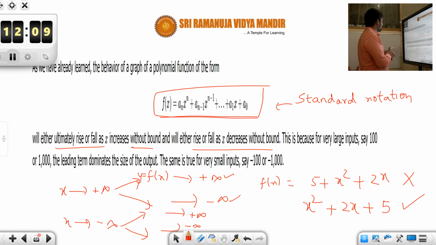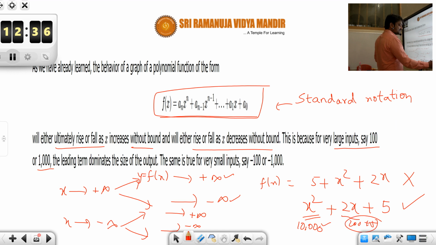This is because for very large input, say 100 or 1000, that is when you put x is equal to 100 over here, this becomes 10,000, and this is something like 200 plus 5. See, this is way smaller as compared to this. So the sum also would be in the order of 10,000s. Similarly, put x is equal to 10,000. Then this would become 10 power 8 plus something like 20,000 something. So again, this is becoming way bigger.